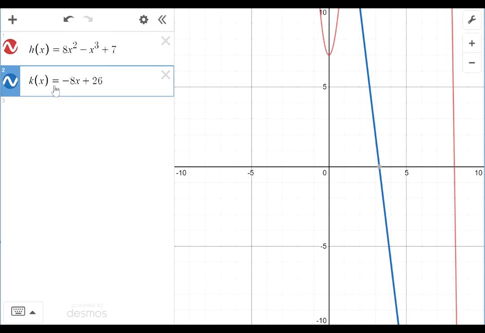But one thing to be aware of is that the second function is a line, and it has an intercept of 26. So we're not graphed nearly high enough to see everything for these functions. So let's expand using graph settings.